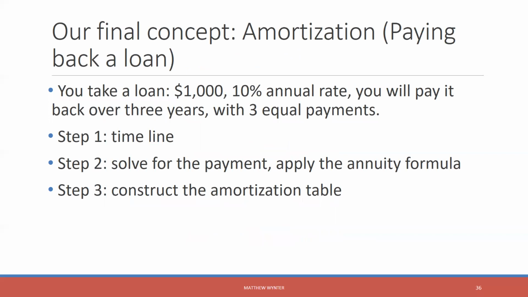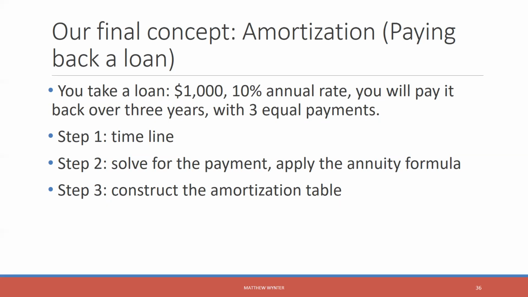Okay, our final concept is amortization. Amortization, it's a really long, big, fancy word. What it means for right now is basically paying back a loan bit by bit. How are we going to set this up? The punchline is that amortization, again, paying off something bit by bit, is no different than an annuity.